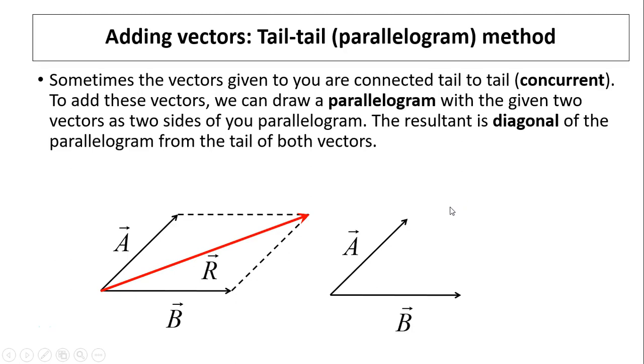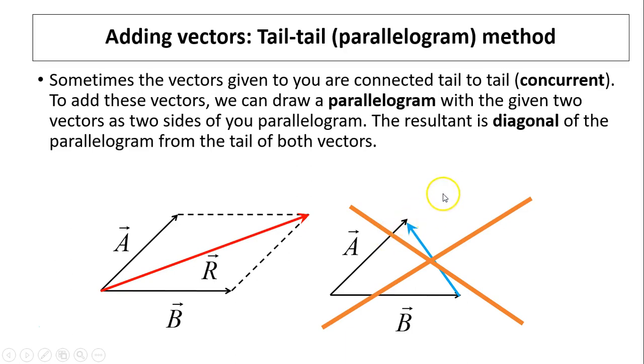A lot of mistakes are made by people going directly from tail to tail. Never draw that. That is a mistake. That's not the resultant.